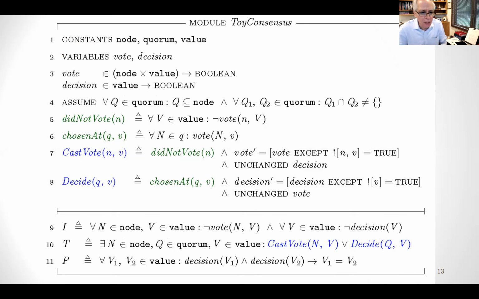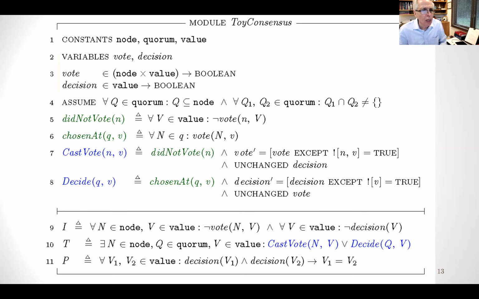I'm going to use this example. This is in TLA Plus that shows how we do this, okay? This was a toy consensus that was written by Ken McMillan, I think in the Ivy language, but this is a version of it in TLA Plus. So we've got our domain constants here. We've got the variables, which are the state variables. We've got the assumption about quorums being subsets that have intersections. Then we have the actual actions, which are casting a vote and deciding. And these actions use quantified definitions, did not vote and chosen at. And then we have our initial state, the transition relation, and P.